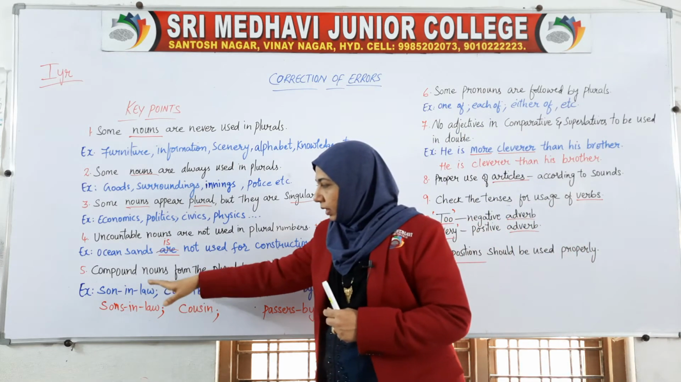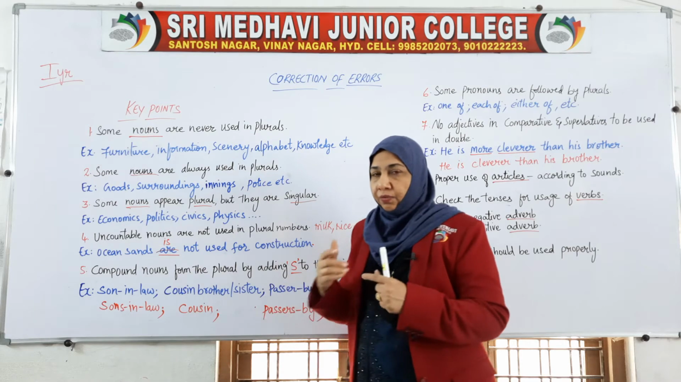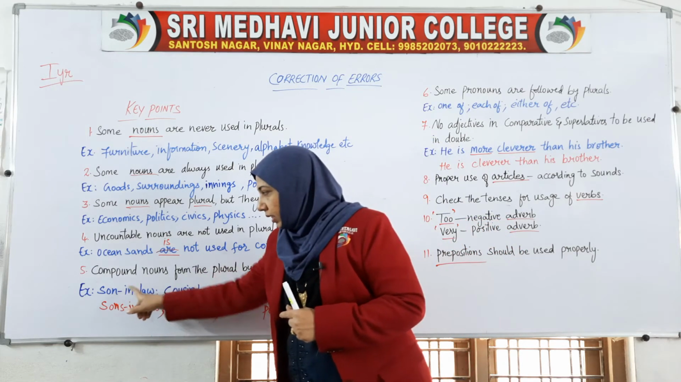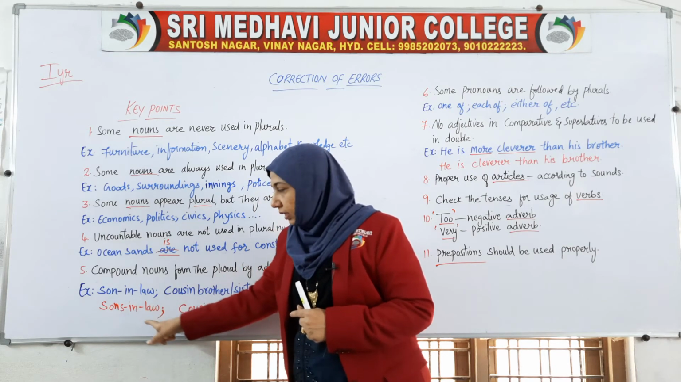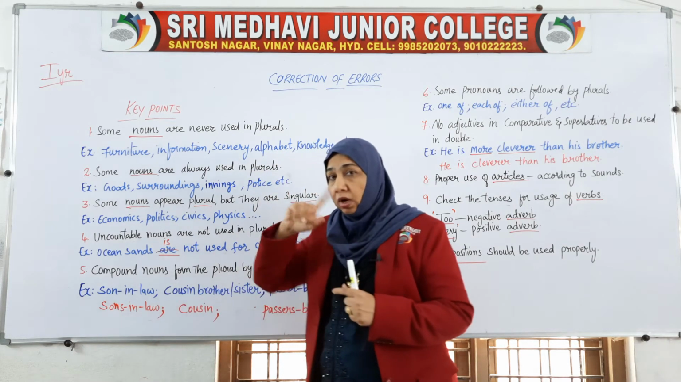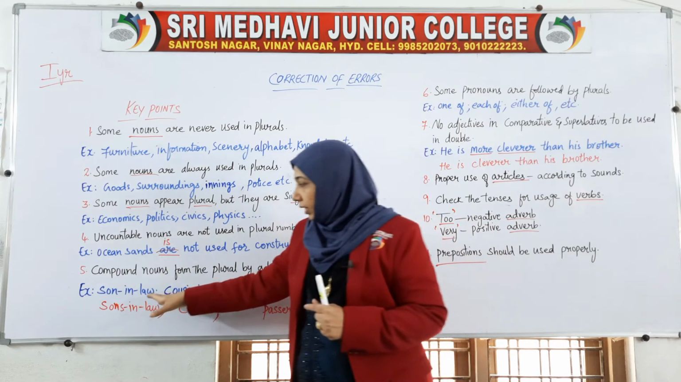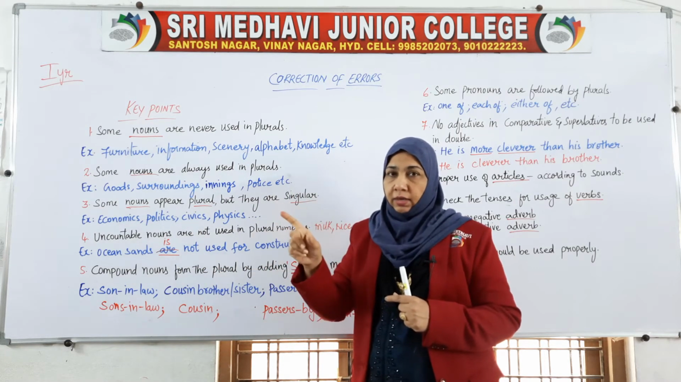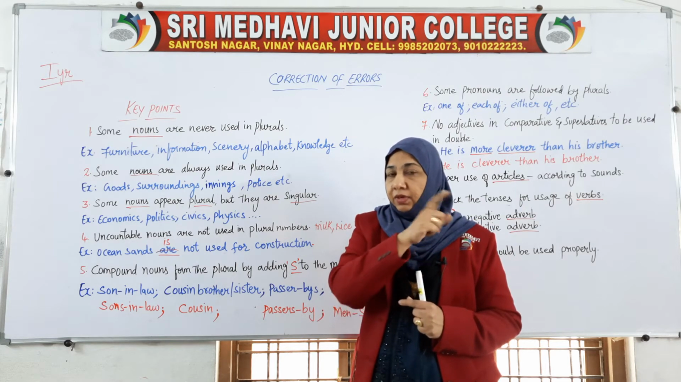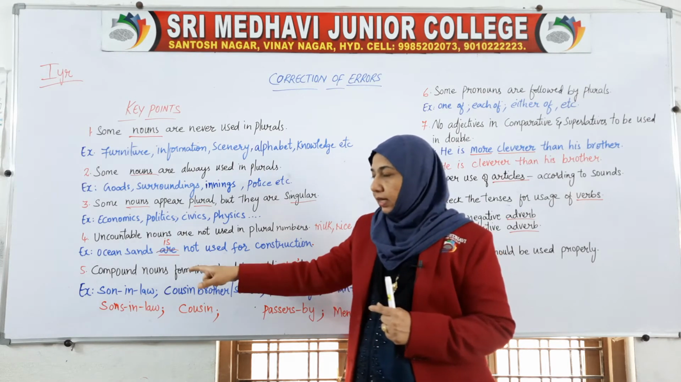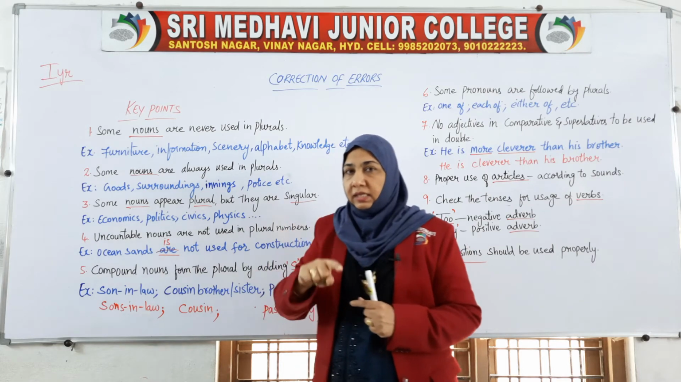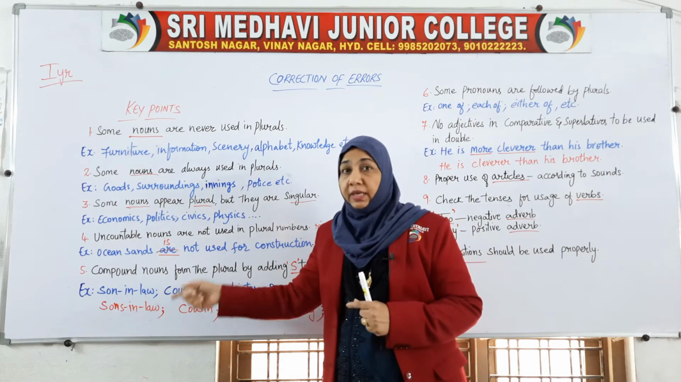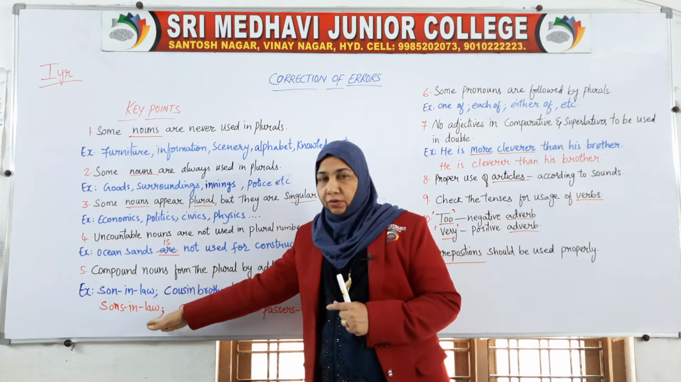Like for example, son-in-law. When we make it plural, it should become sons-in-law, not son-in-laws. Here in law we should not put s. We have to put s after the main noun. What is the main noun here? Son. So sons-in-law, sisters-in-law, daughters-in-law, brothers-in-law. Like that we have to use.